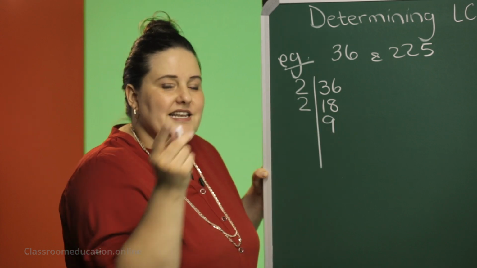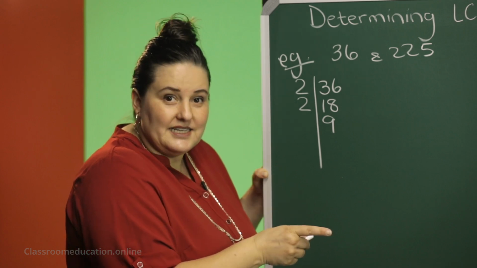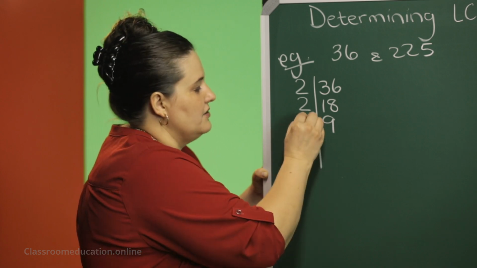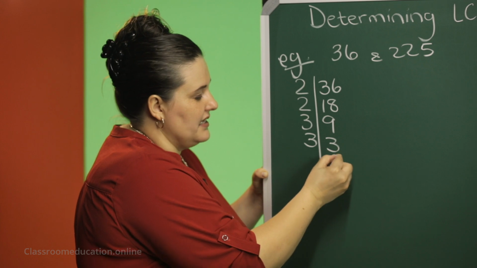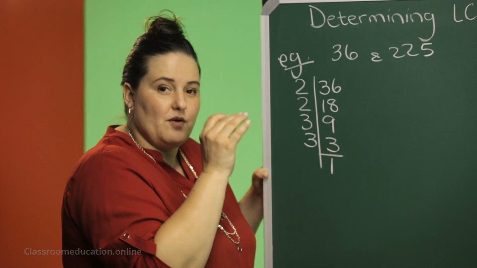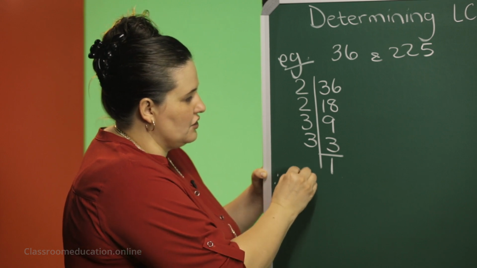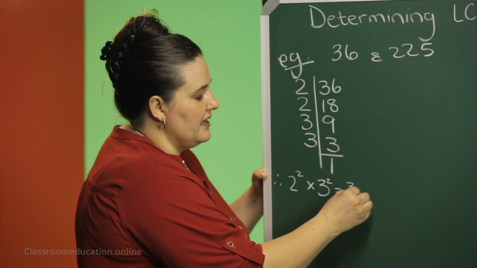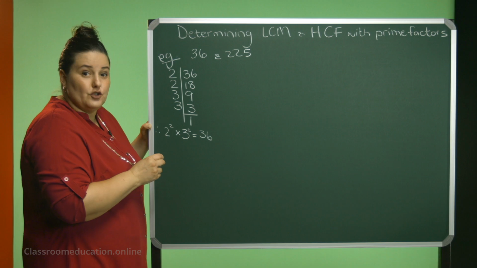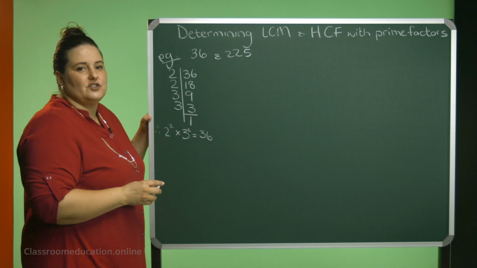No. What's the next prime number? 3. Can 3 go into 9? Yes, 3 times. 3 can go into 3 once. And once you have a 1, you can stop there. Now this means that 2 squared times 3 squared will be 36. Do you agree? Great. Let's have a look at 225.